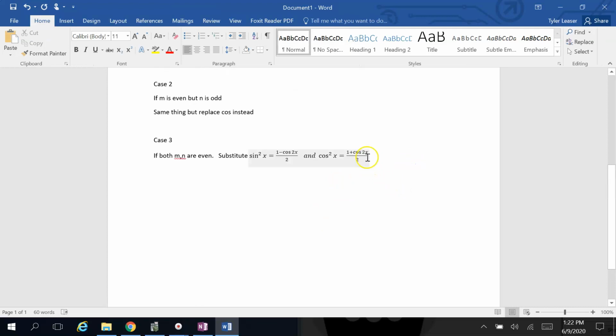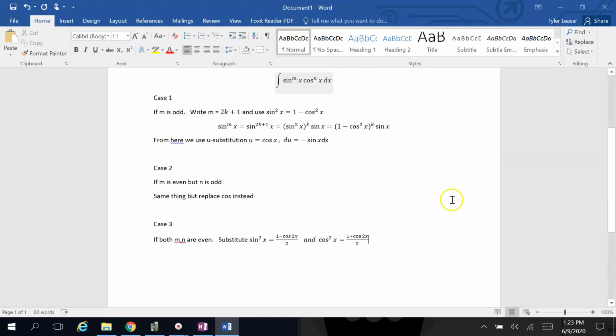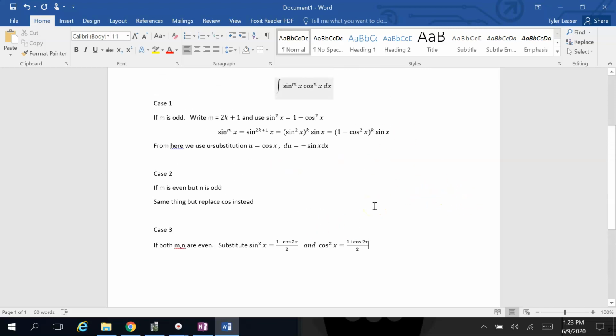Okay, so these come from the double angle identity for cosine, and you can look on the trig identity sheet to make sure that this is the case. But these are their substitutions. Sine squared is 1 minus cosine 2x all over 2. Cosine squared is 1 plus cosine 2x all over 2. So I'll come back to these cases, and we're going to look at a couple of examples now.